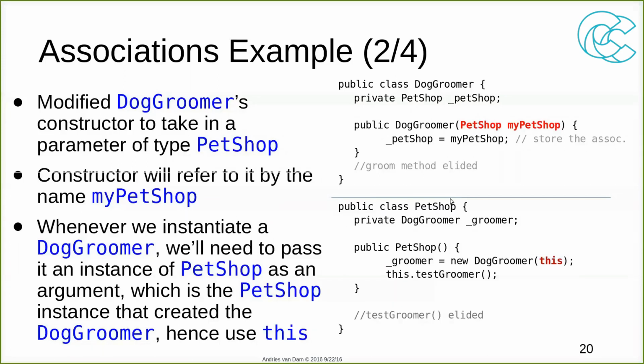But there is a slight difference, right? So if you look at it from the pet shop point of view, it is a composition because you are creating an instance of dog groomer here. But if you look at it from the dog groomer's point of view, it's an association. So although both know each other, the relationship is slightly different. So one is a composition, the other one is an association, right? So is this clear?